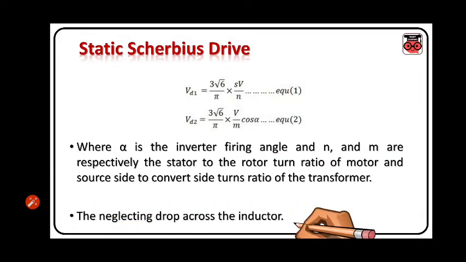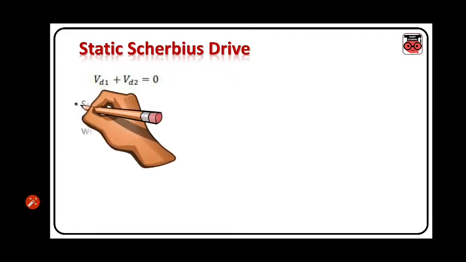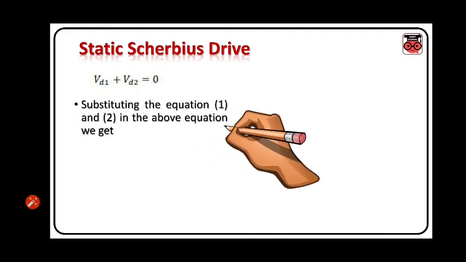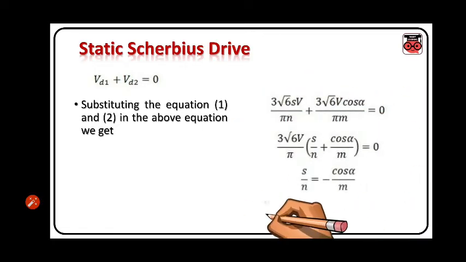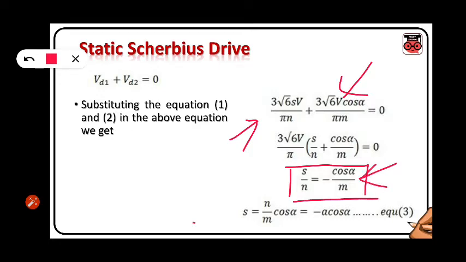Neglecting the drop across the inductor, Vd1 plus Vd2 equals 0. Substituting equations 1 and 2 in the above equation, we get the values of Vd1 and Vd2. Finally, we get S upon N equal to minus cos alpha upon M. Finally, the slip S equals minus A cos alpha. Consider this as the third equation.